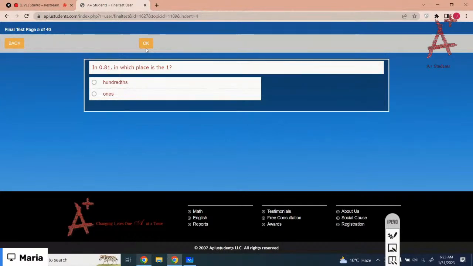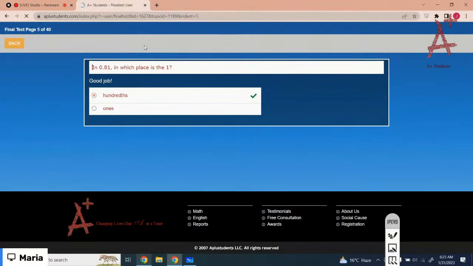Okay, in 0.1, in which place is the 1? 1 is at which place? Hundreds or tens? Sorry, hundreds or ones? 1 is at the ones place. Option number 1 is the correct one. Got it? 1 is at the ones place. Very good.